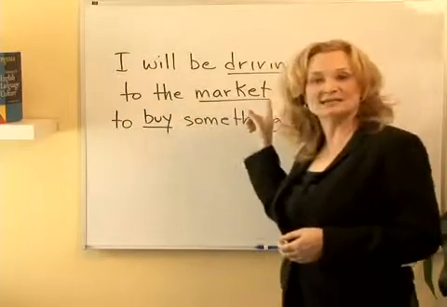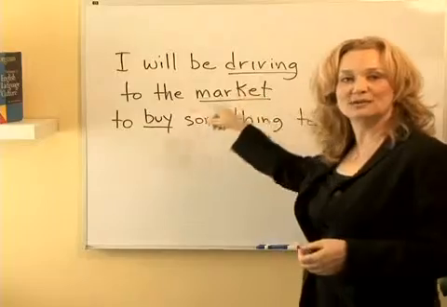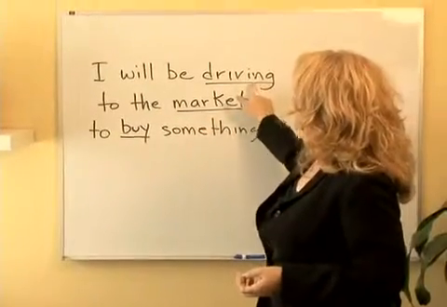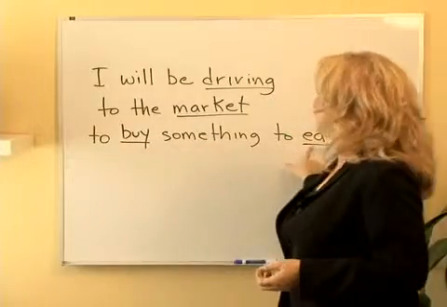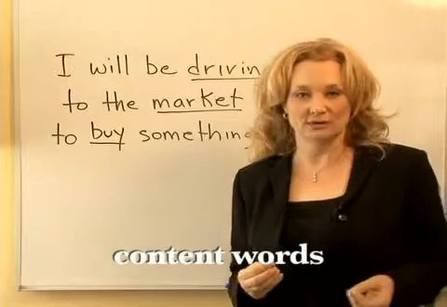Look at this sentence. I will be driving to the market to buy something to eat. If you notice, I underlined 4 words. I underlined the verb and the noun and the verb and the verb. These words are called content words.